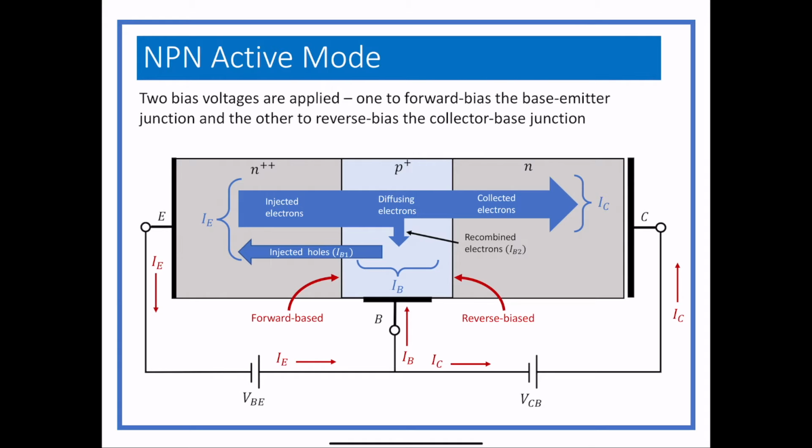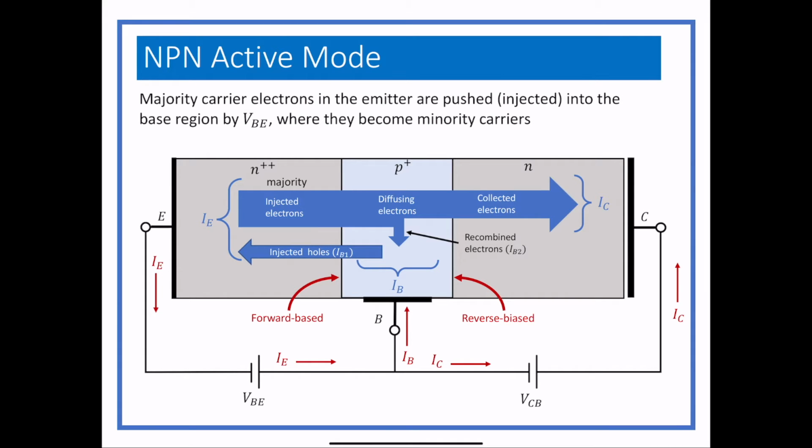First of all, there are two bias voltages, so the base emitter junction is forward biased, and the collector base junction is reverse biased. So we got that going, and then something will actually start happening. What ends up happening is there are majority carrier electrons in the emitter, as you can see labeled above where it says injected electrons. The term injected means that they are forced. They're being forced by the voltage that's being applied.